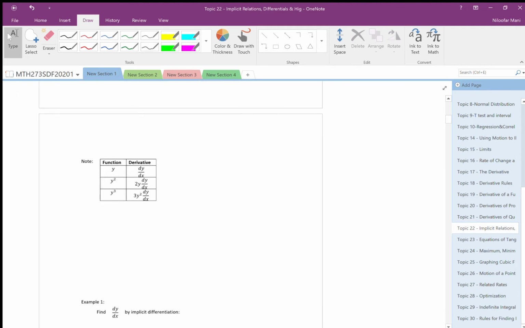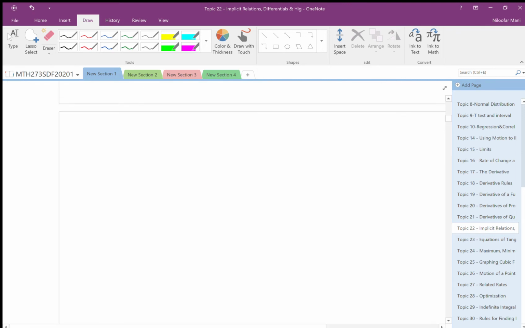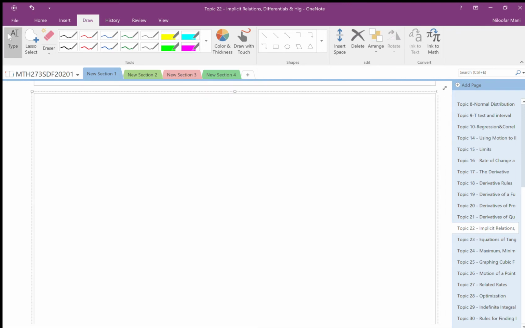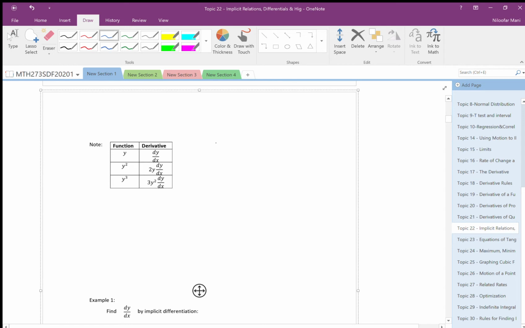Okay, something is really happening. Okay, so can I really zoom it? Okay, so what is the derivative of y? Okay, derivative of y.